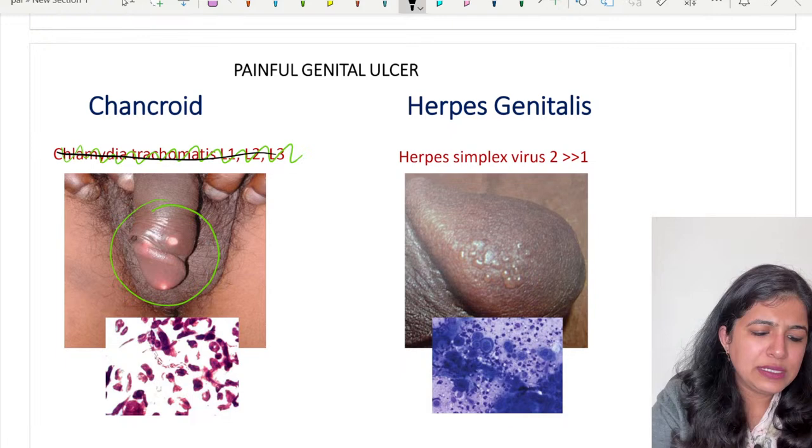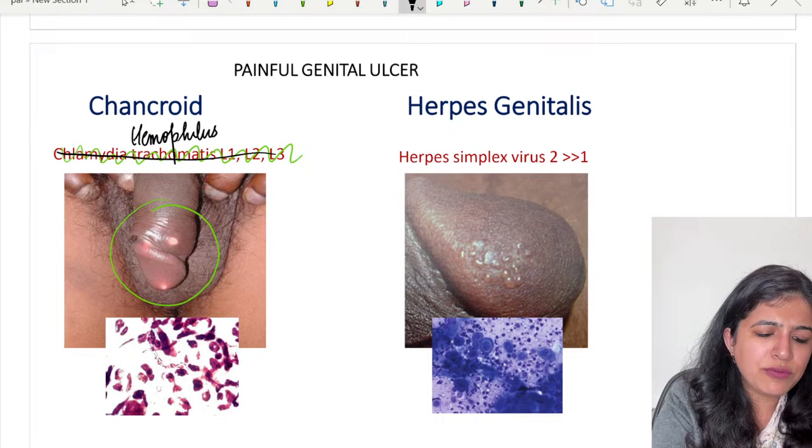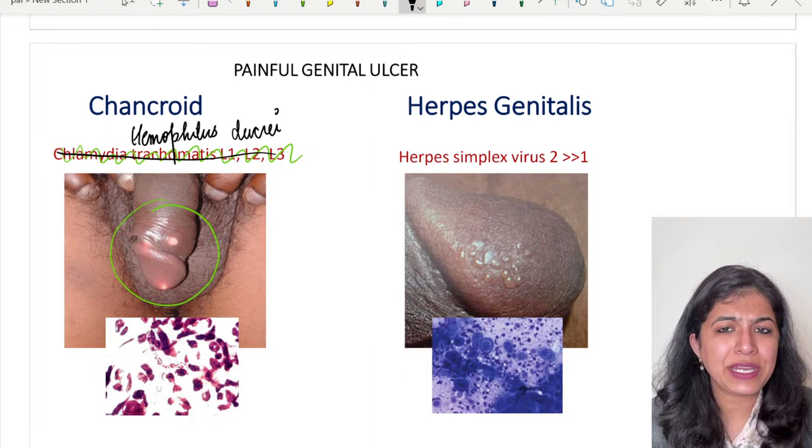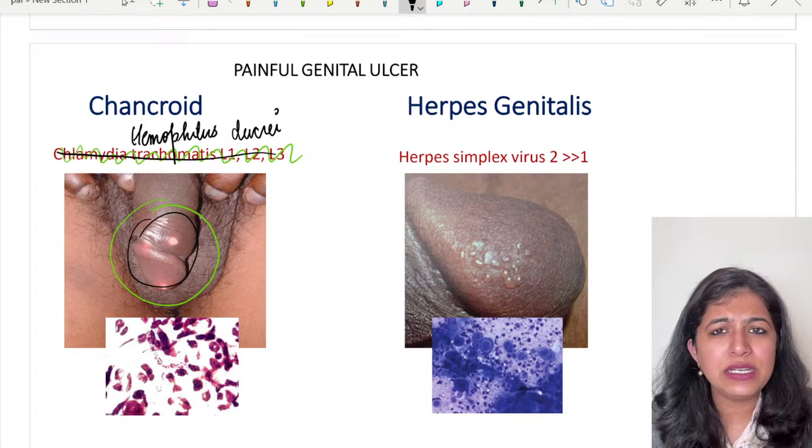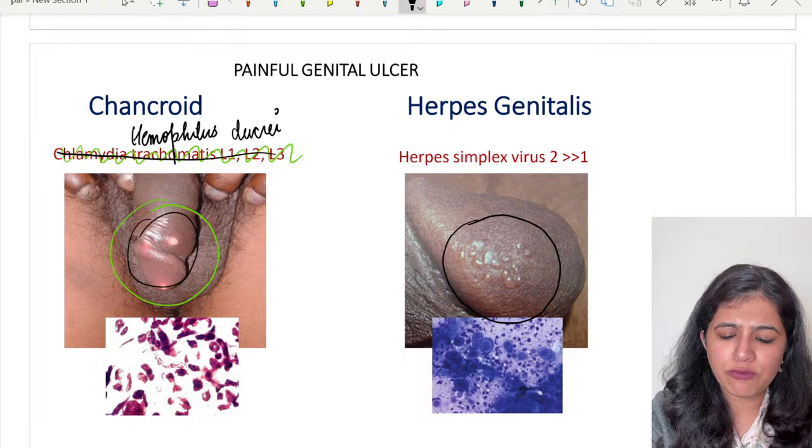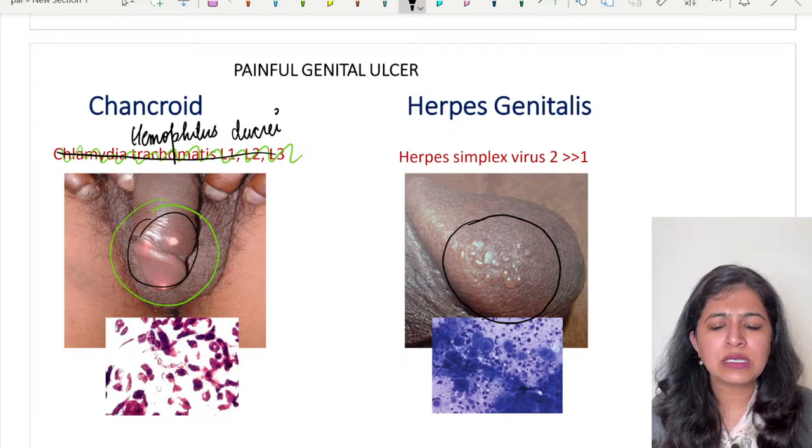This is caused by the bacteria Haemophilus ducreyi. Yellow looking ulcer, yellow pus filled lymph nodes. Then we come to herpes genitalis. Herpes genitalis will be multiple painful vesicles on a red base. So this is herpes genitalis.